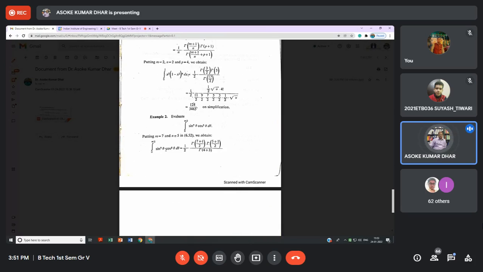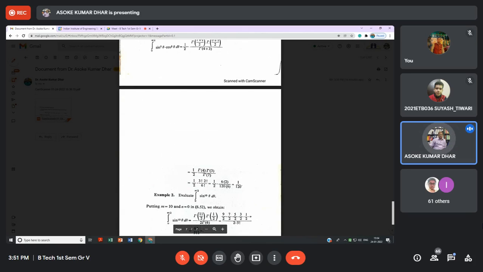The integral of sin 7 theta cos 5 theta is equal to half of gamma of (7 plus 1) by 2, gamma of (5 plus 1) by 2, by gamma of (m plus n) by 2, that is gamma of 4 plus 3. 7 plus 1 by 2 means gamma 4. Gamma 4 means factorial 3, gamma 3 means factorial 2, and gamma 7 means factorial 6. So after simplifying, it is 1 by 120.